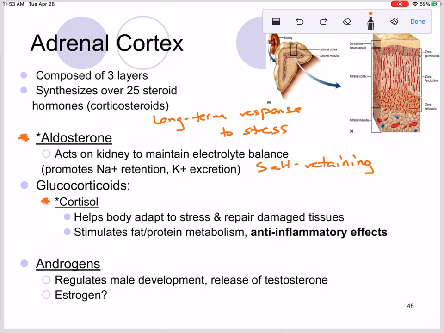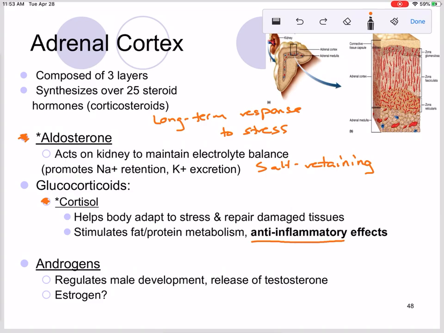We already know about aldosterone. This is our salt-retaining hormone. In terms of blood pressure regulation and electrolyte balance, aldosterone is very important. So in a long-term response to stress, think about dehydration. Wouldn't that be a stress to the body? Absolutely. So in a long-term response to stress, we often need to regulate our blood pressure and blood volume, and we will rely on aldosterone, salt-retaining hormone, released from the adrenal cortex. And we will also release cortisol. Cortisol is our body's natural anti-inflammatory.